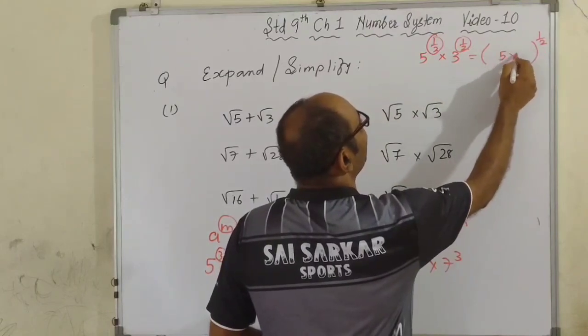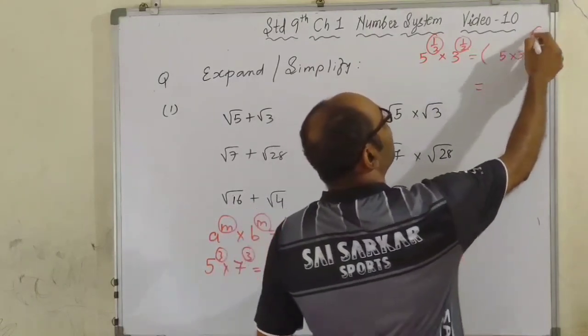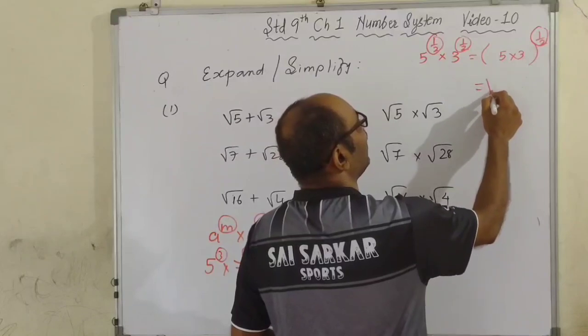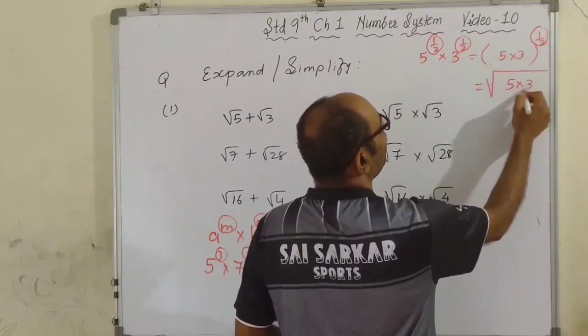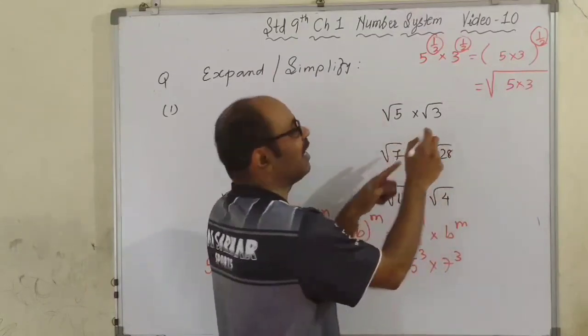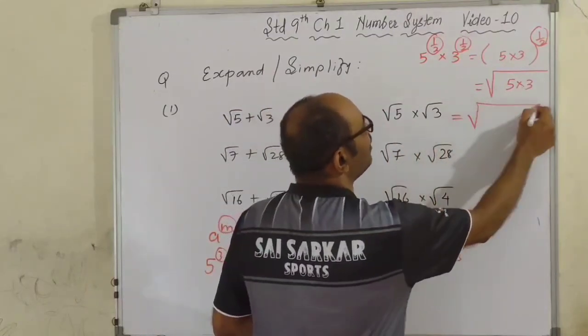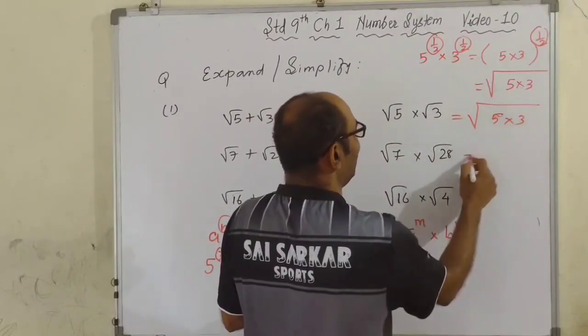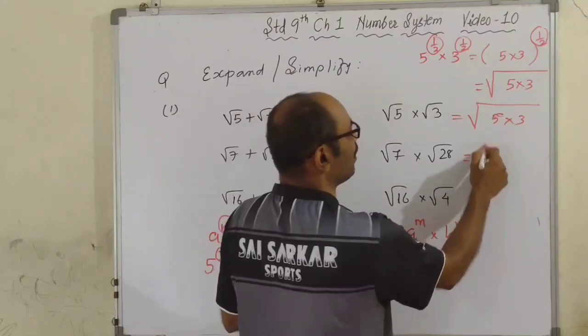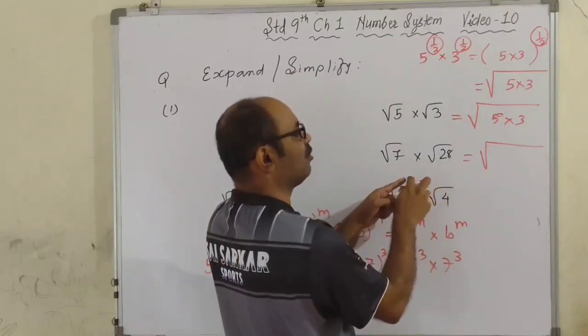And inside you can write 5 into 3. Now this exponent, again symbolic form mein likh denge. Square root. Wo square root hai. 5 into 3. So, when it is multiplication, you can write one square root or andar ke number ko multiply kar sakte hai. This is multiplication. So you can convert two square roots into one.